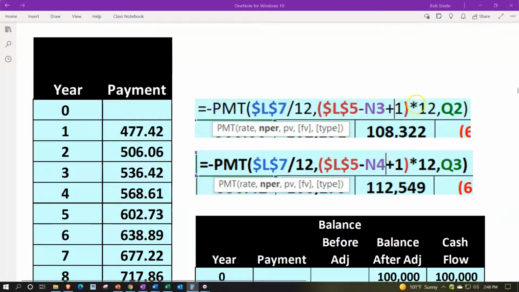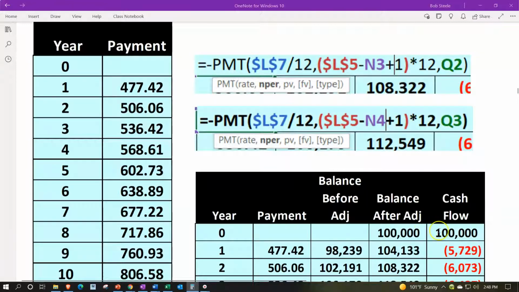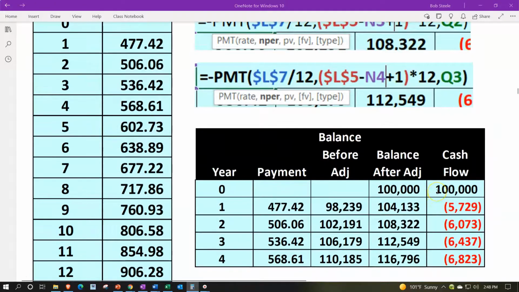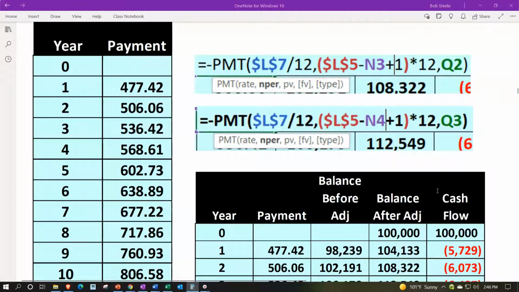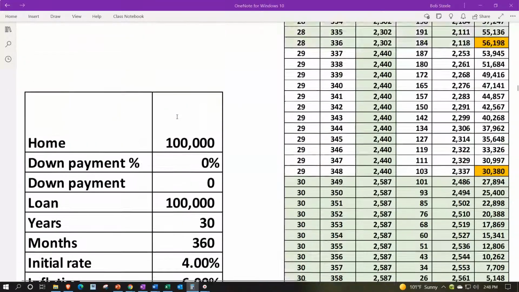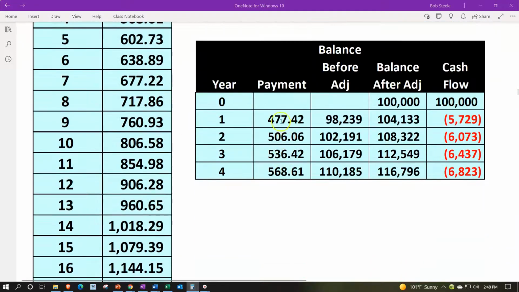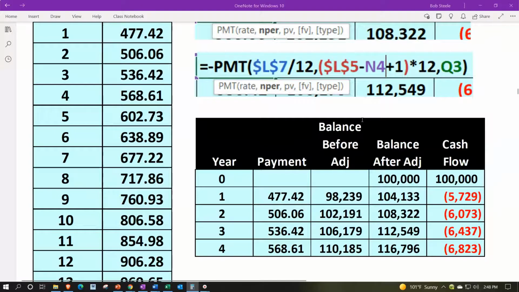Times 12 to get to the months, and then comma, the present value is going to be the prior balance, which in this case was the starting point of the 100,000. Once we then get that, we can copy down the payment. But remember, we have that same staggered relationship from, let's see it down here, the payments and the ending balance. So you can copy down the payments. You'll see a lot of zeros until you calculate the ending balances, and then they'll all populate together.